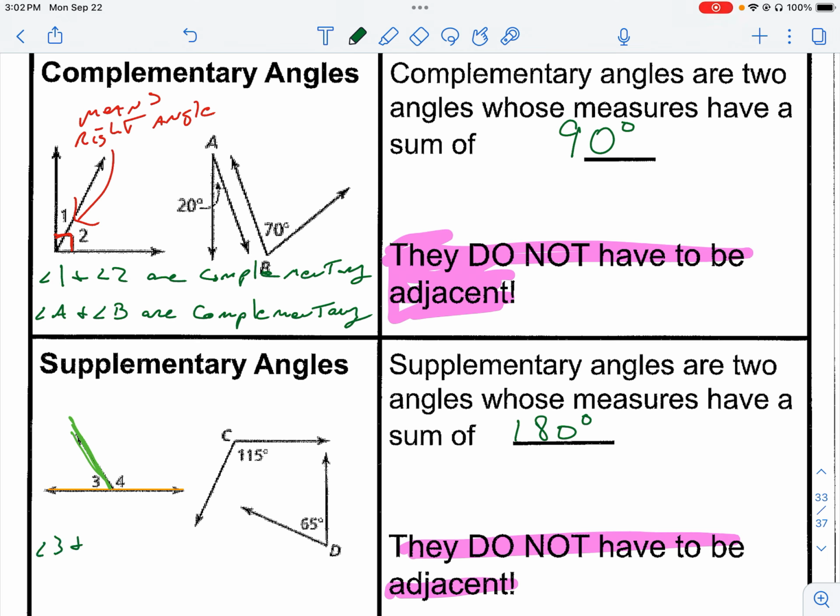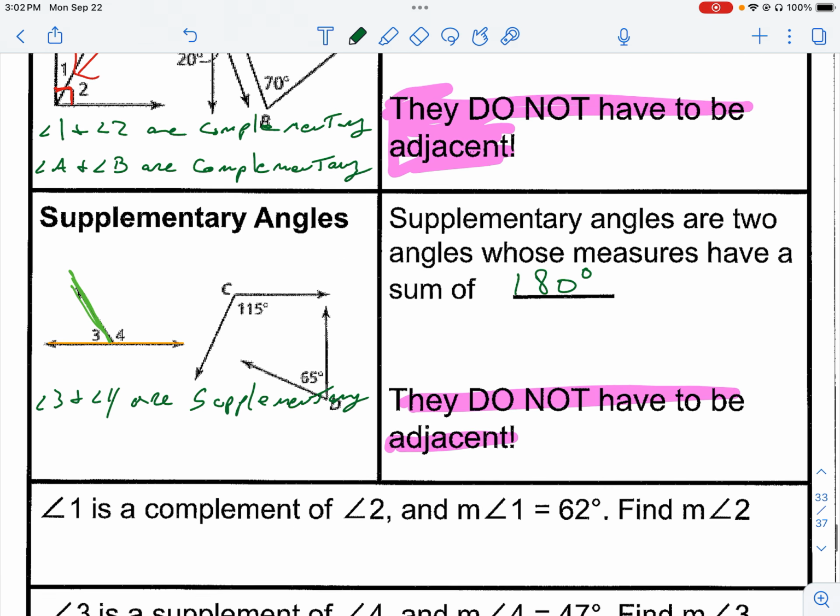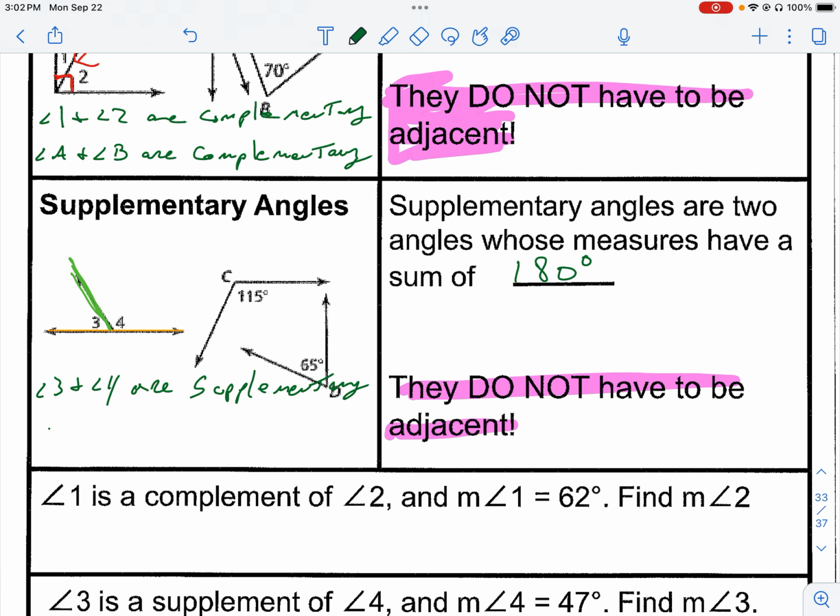So angle 3 and angle 4 are supplementary. And I said complementary just a second ago. Angle C and angle D, well, 115 plus 65 adds up to 180, so they are also supplementary.